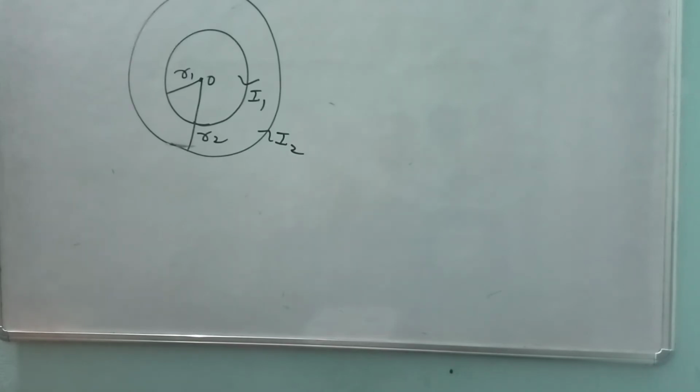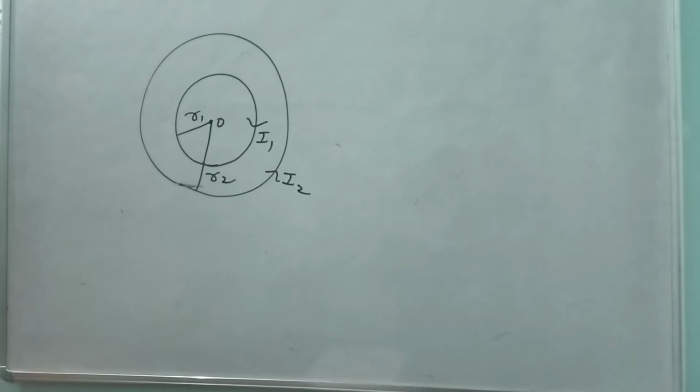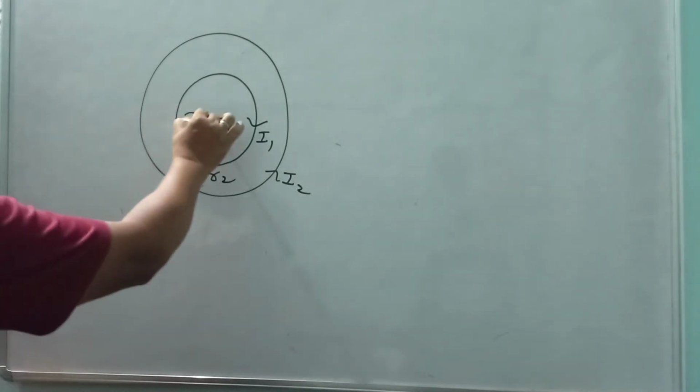What does it mean? It means a circle is inside another one. One circle is inside another one. We say concentric circles having the same center O. So what is the net magnetic field at this point?